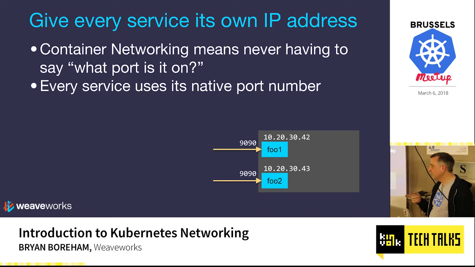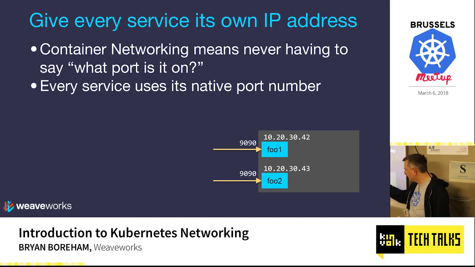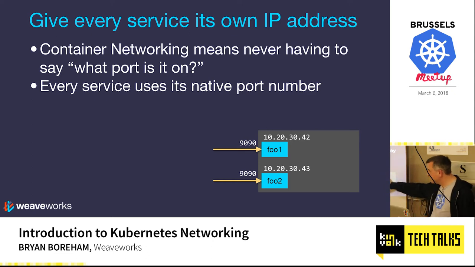If container networking means nothing else, it means giving each of your containers its own IP address. And now we can use the port number that was baked into the thing in the first place. We don't have to go changing the port number. That's why we do this, right? This is the big feature. Give every service, every instance of the service, its own IP address. Now, the problem we had earlier, which port do I use, now becomes which IP address do I use?